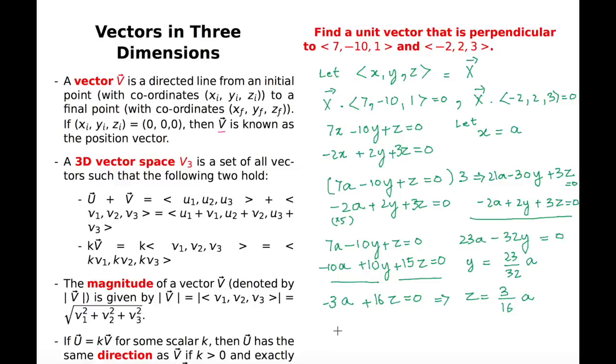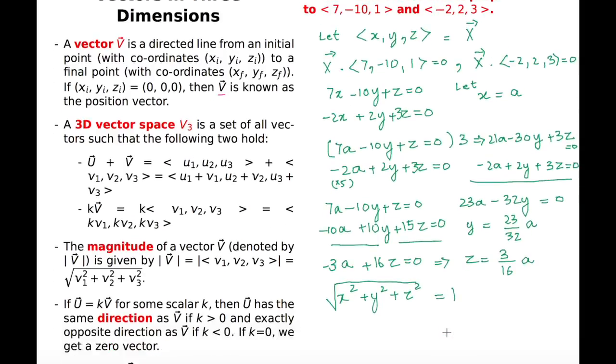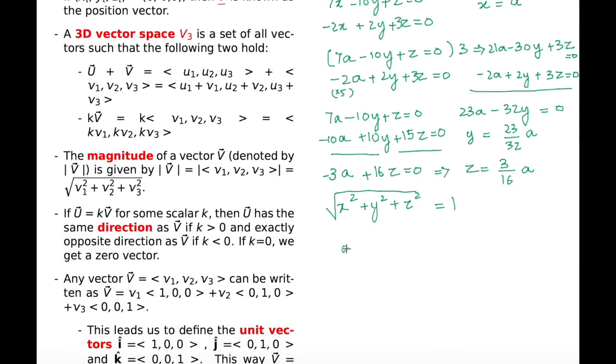Okay, so now we have a unit vector, right? So unit vector means that the square root of x squared plus y squared plus z squared is equal to 1. Okay, so then this means that a squared plus (23 over 32) squared a squared plus (3 over 16) squared a squared is equal to 1. Now if you solve this, this is just a matter of using the calculator and solving it. So we get a is equal to 0.8028.